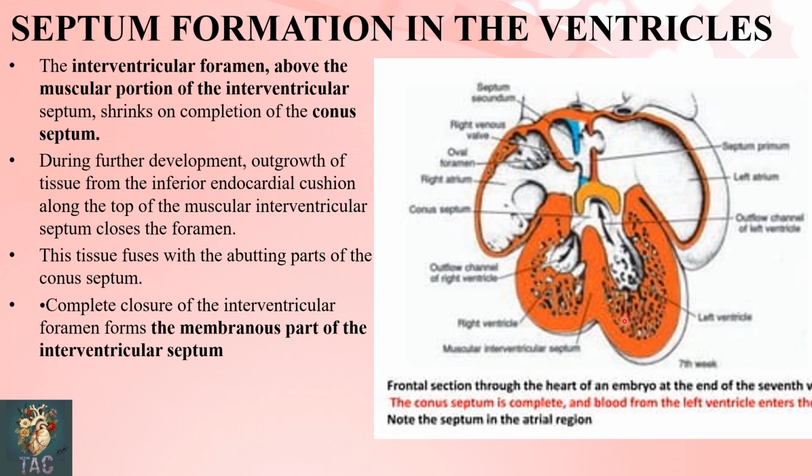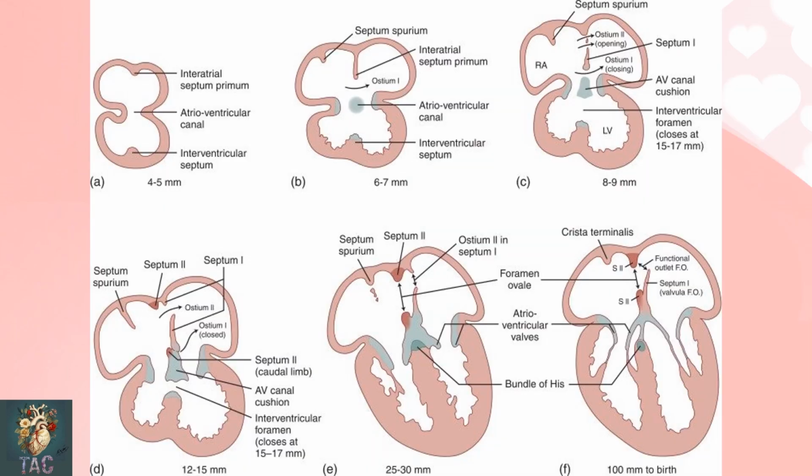So I again repeat, this is the muscular part of the interventricular septum. This part is formed by opposition of the medial walls of the right and left ventricles, and this area will be the membranous part of the interventricular septum, and this will be formed partly by the conotruncal septum, which is forming over here, and partly by the inferior part of the endocardial cushion. So all these 3 sources will contribute to the formation of the interventricular septum.